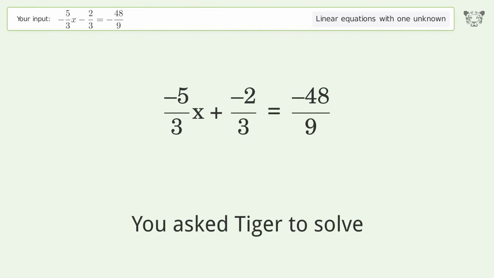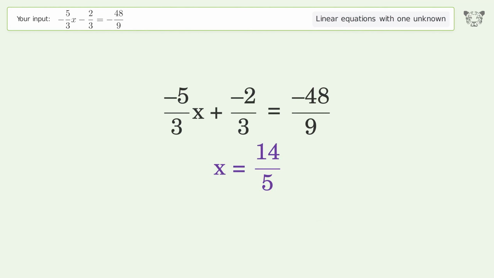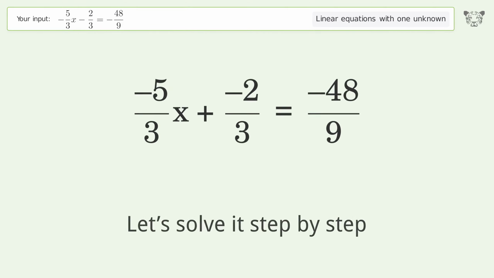You ask Tiger to solve this. This deals with linear equations with one unknown. The final result is x equals 14 over 5. Let's solve it step by step.